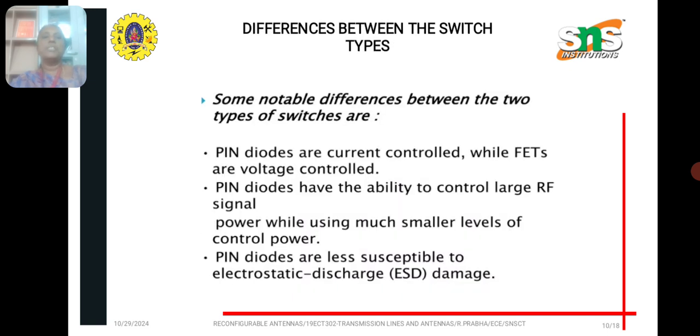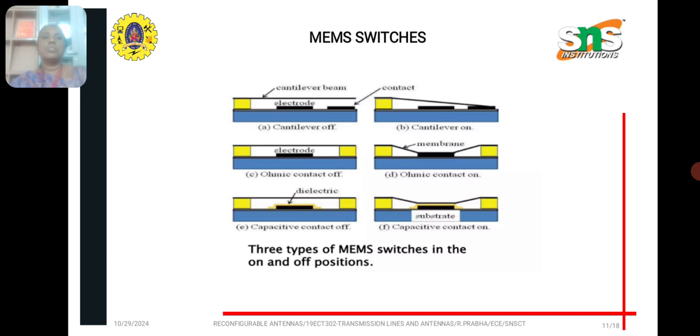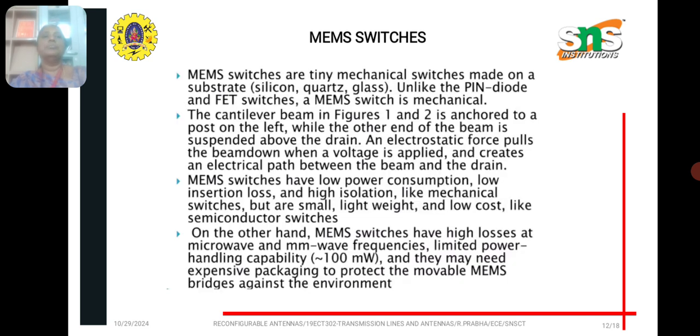The difference between the switch types is that PIN diodes are current controlled while FETs are voltage controlled. PIN diodes have the ability to control large RF signals, while the power is at much smaller levels. PIN diodes are less susceptible to electrostatic discharge, that is ESD, damage. MEMS switches are also useful. MEMS switches are tiny mechanical switches made on a substrate like silicon, quartz or glass. Unlike PIN diode and FET switches, MEMS switches are mechanical, and they are very advanced.